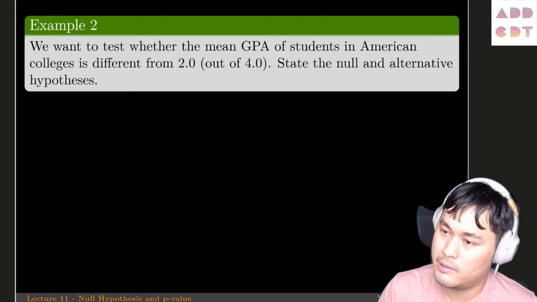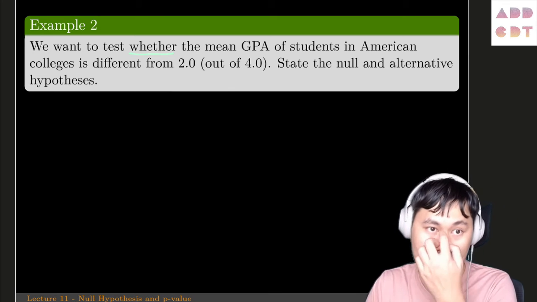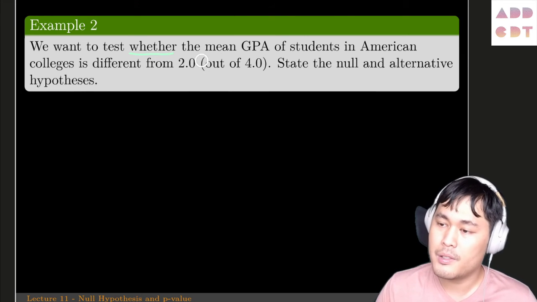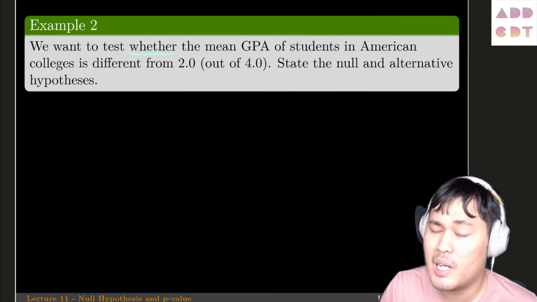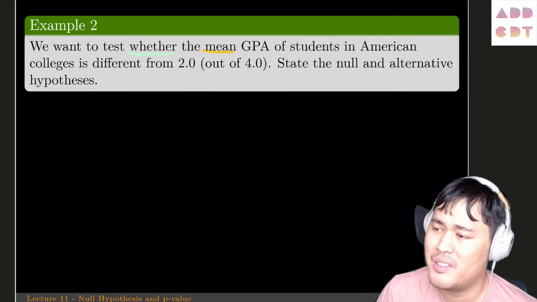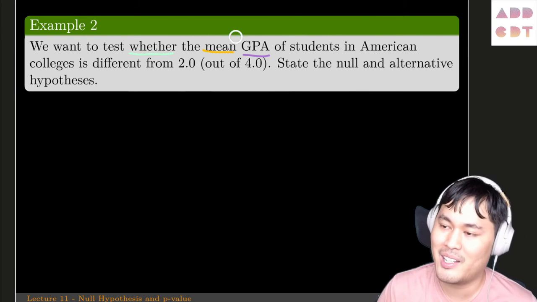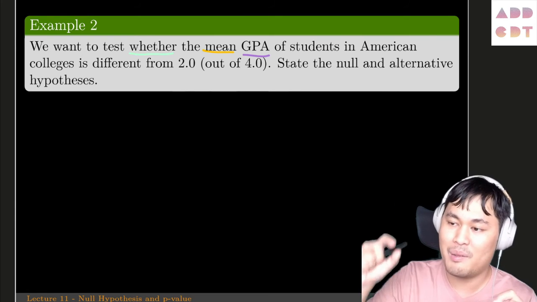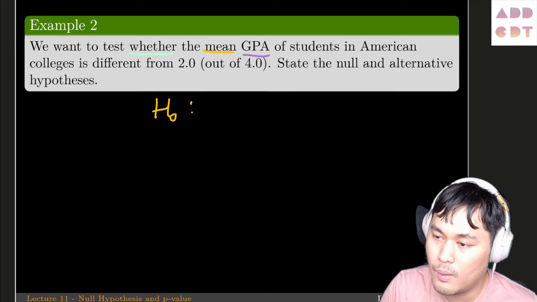So we want to test whether the mean GPA of the students in American colleges is different from 2.0 or 4.0. Let's set the null and alternative hypotheses. In these questions, first find the keyword. What kind of parameter are we dealing with? We are dealing with the mean. You may say it's the mean of the average, like a meta mean: we have a mean for a single student, and we have the mean of all those means. But nevertheless, eventually we are dealing with the mean.